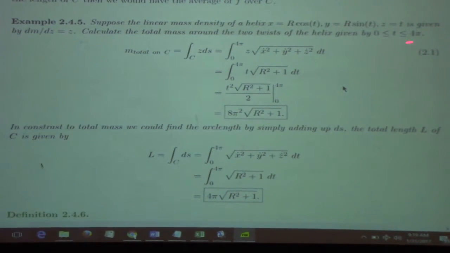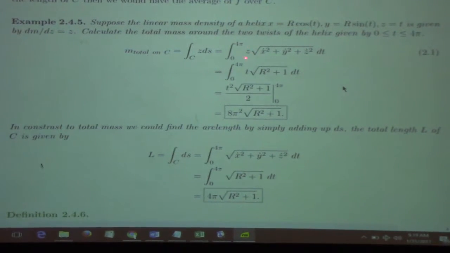From 0 to 4 pi, this gives us two revolutions of the helix, right? Once and then again. So to calculate the total mass, I should integrate from 0 to 4 pi, this, right?